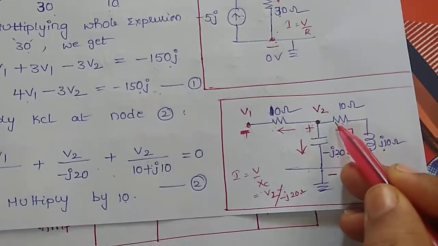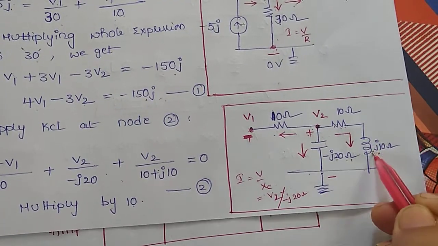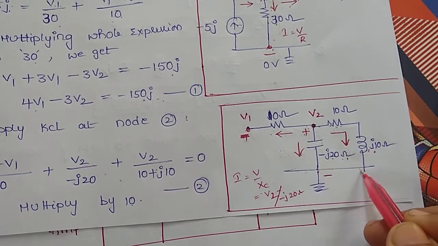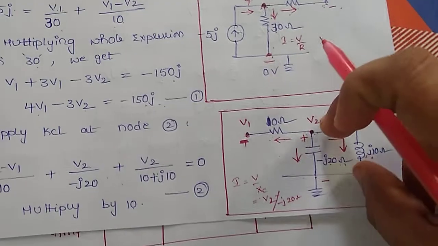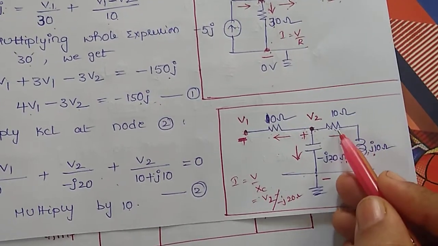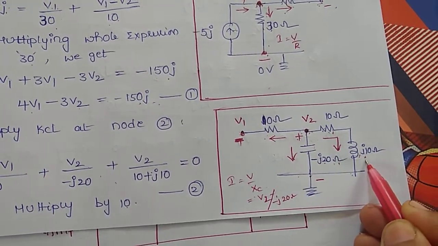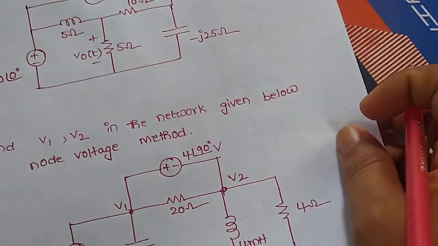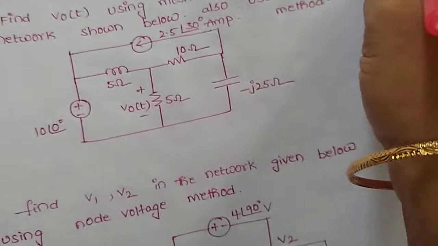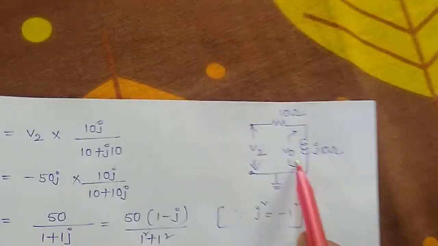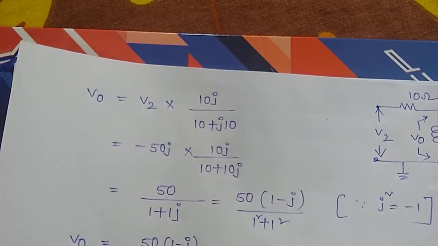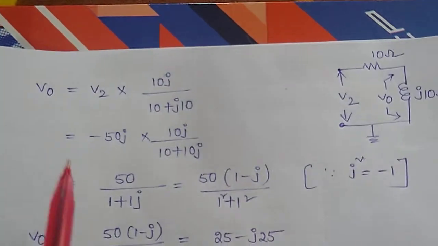Why? Because here R and XL, these two are in series and the total voltage across this element is V2. So V2 is the total applied voltage which is divided across the resistor and inductive reactance. So for that I am going to apply the voltage divider rule to find out V0. V0 is the voltage across the inductive reactance value.